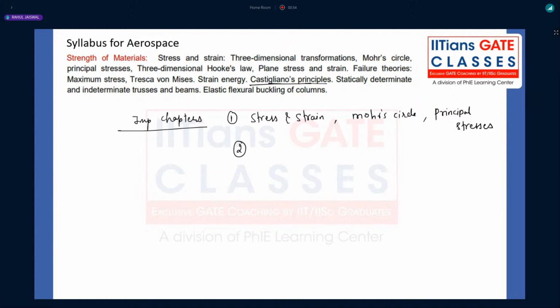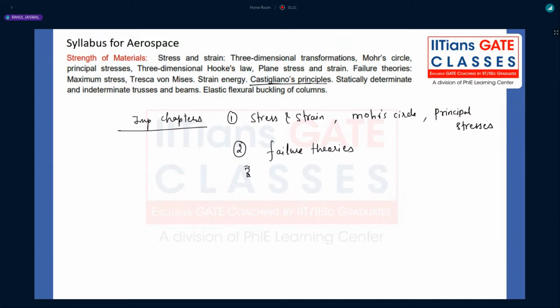So when you write the importance, basically the sequence of the chapters that we need to cover: here is stress and strain, the Mohr circle and the principal stress, obviously we have to study. Then the important one will be what? Failure theories. Every year we will be having one question from these failure theories, right?